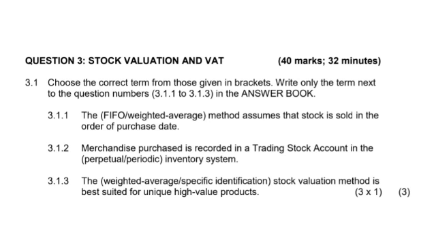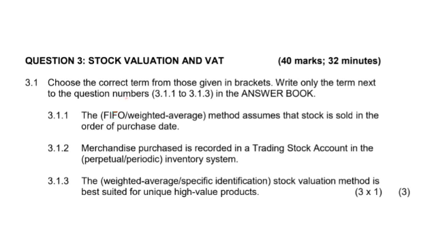We have a 3.1 which deals with our concepts for stock valuation. It says choose the correct term from those given in brackets, write only the term next to the question number. In 3.1.1 it says the FIFO or weighted average method assumes that stock is sold in the order of purchase date. When you know what the FIFO method is, you know that it stands for first in, first out. It means that whatever we purchase first is what we sell first. So our correct answer here would be the FIFO method. We sell them in the order of the purchase date.